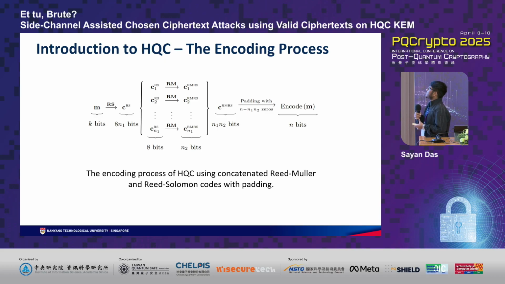So just to go over the encoding process for HQC, HQC uses repeated Reed-Muller and Reed-Solomon codes. First, if the message that's been supplied has k bits, then it's encoded using a Reed-Solomon code, and then each 8 bits of the Reed-Solomon code is passed through a Reed-Muller encoder, which converts it to 128 bits, and then we have n1 cross n2 bits of Reed-Solomon Reed-Muller codes.